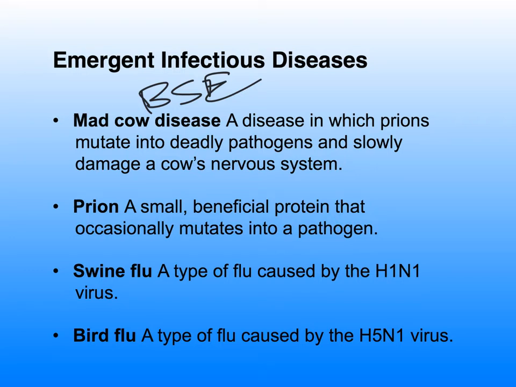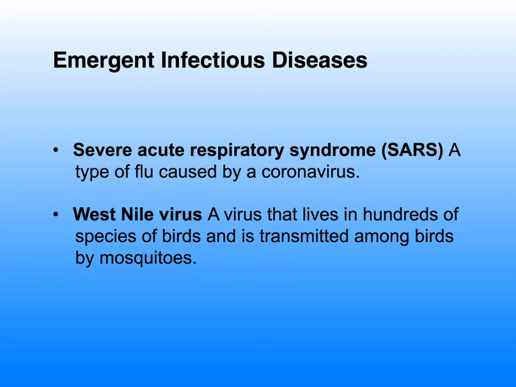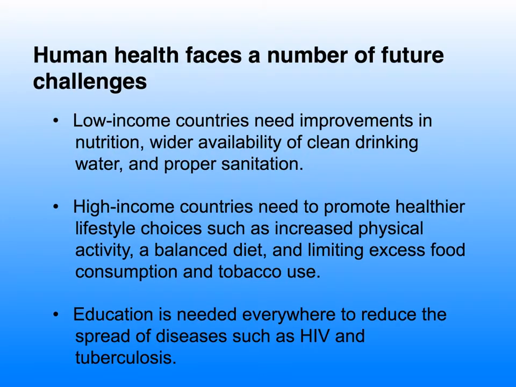Swine flu is caused by the H1N1 virus, make sure you know these. And bird flu is a type of flu caused by the H5N1 virus. Severe acute respiratory syndrome, or SARS, is a type of flu caused by a coronavirus. West Nile virus is a virus that lives in hundreds of species of birds and is transmitted among birds and mosquitoes.